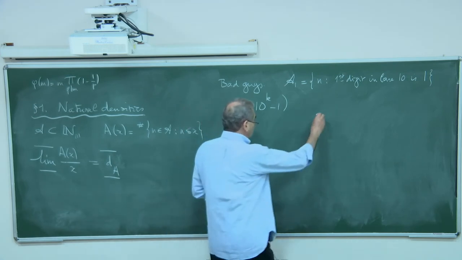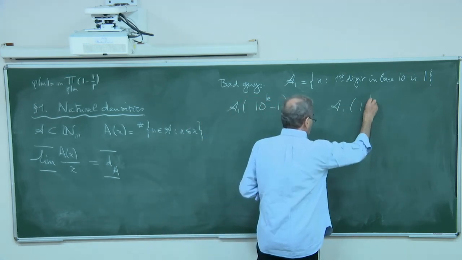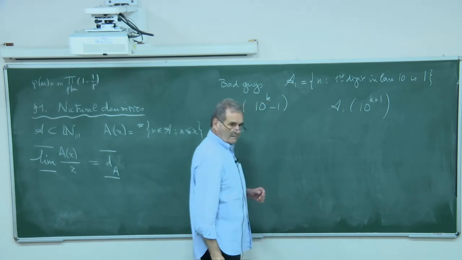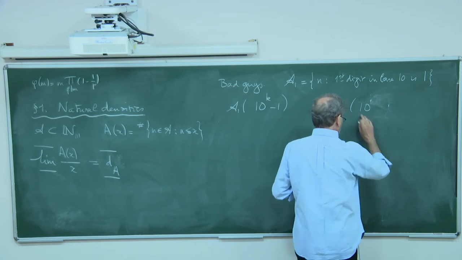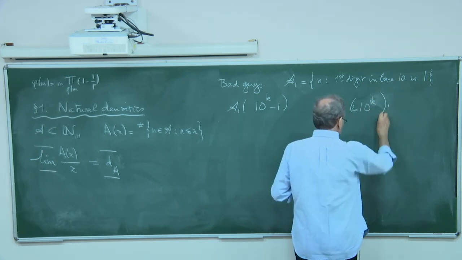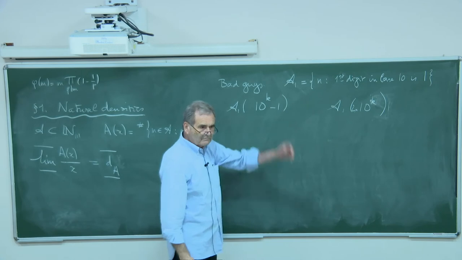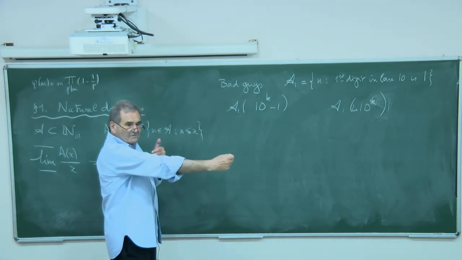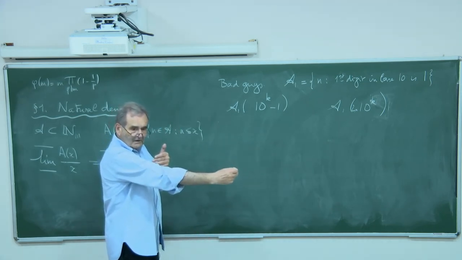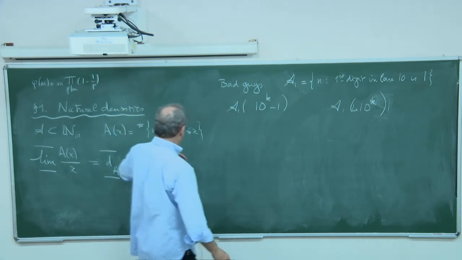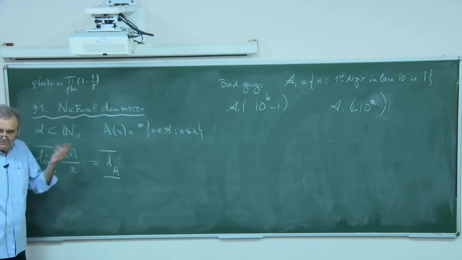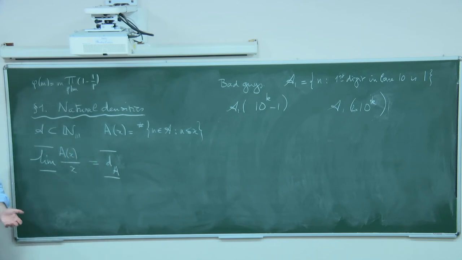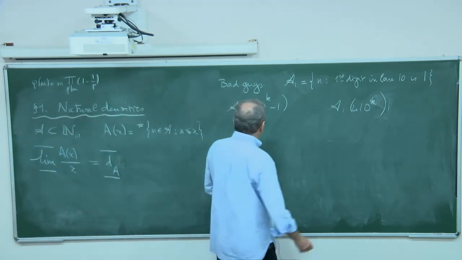But then if you go to the next step, which will be A1 of 10 to the k plus 1, then you will have 2 times 10 to the k, minus 1 if you wish. Then you end with a large group of elements which start with a 1. So it is easy to see that the lim sup is different from the lim inf. So it's not something strange to meet. You meet every day sets of integers for which there is no natural density. Good. So this is the point.